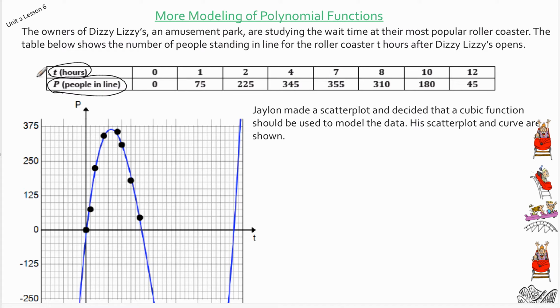All right, so T is hours, and I look down here in my graph, and indeed it's the X variable because it's listed first in my table. And then P is the amount of people in line. So Jalen made this lovely scatter plot and decided that a cubic function should be used to model the data. His scatter plot and curve are shown.